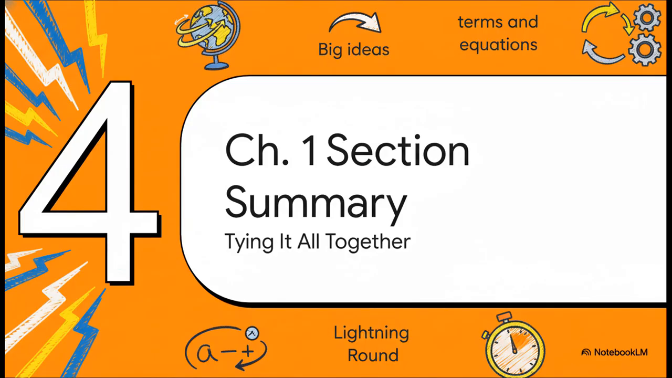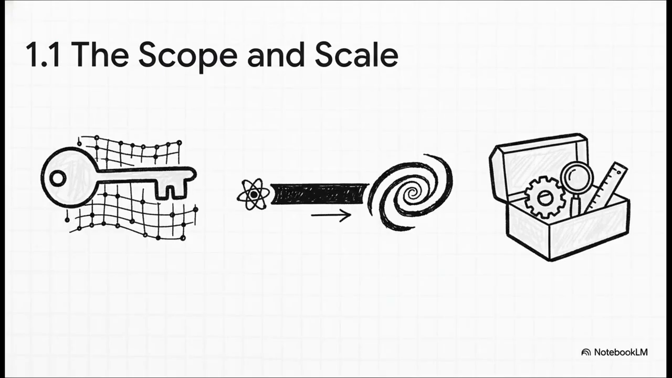All right, let's get to our final section. We're going to do a real lightning round here. We're going to connect all those vocabulary words and that key equation to the big ideas from each part of the chapter, one by one. Okay, section 1.1. This is where we got our mission. Find simple laws that describe all natural phenomena. We learned that physics operates on this huge range of scales, length, mass, and time, and that we use models, theories, and laws as our tools to make sense of it all.